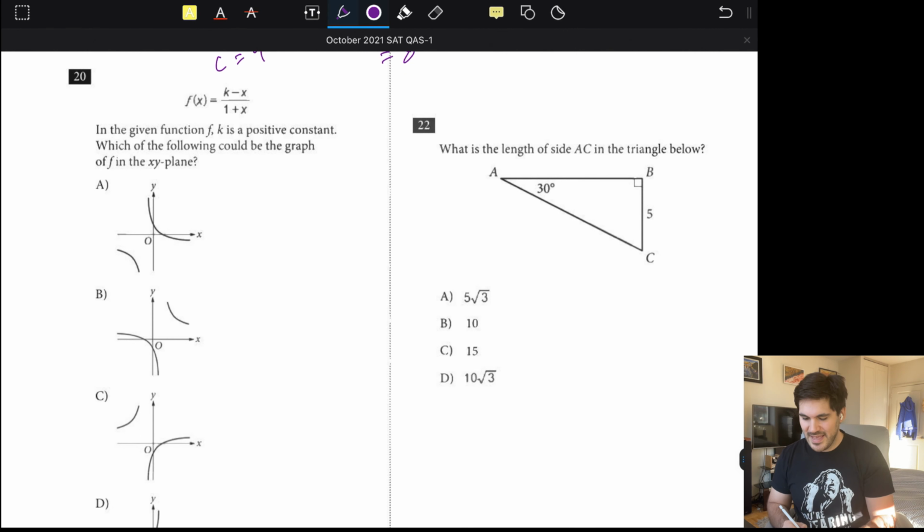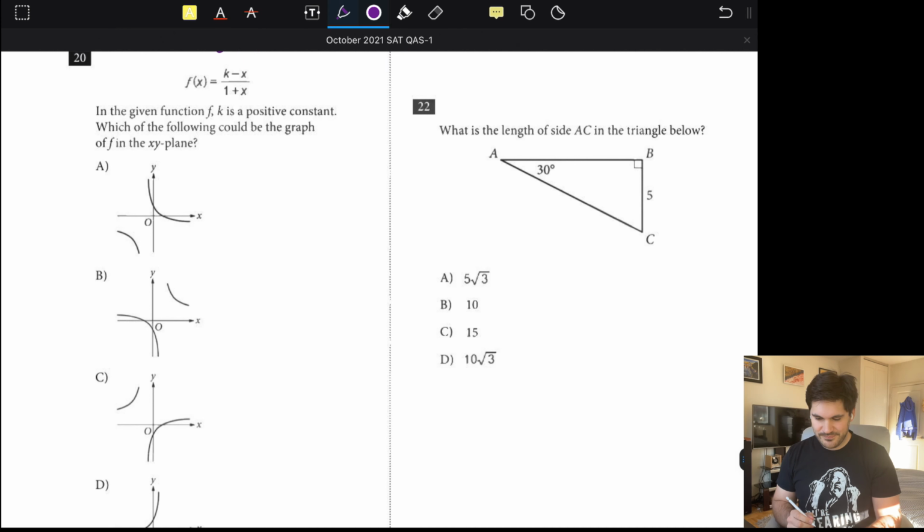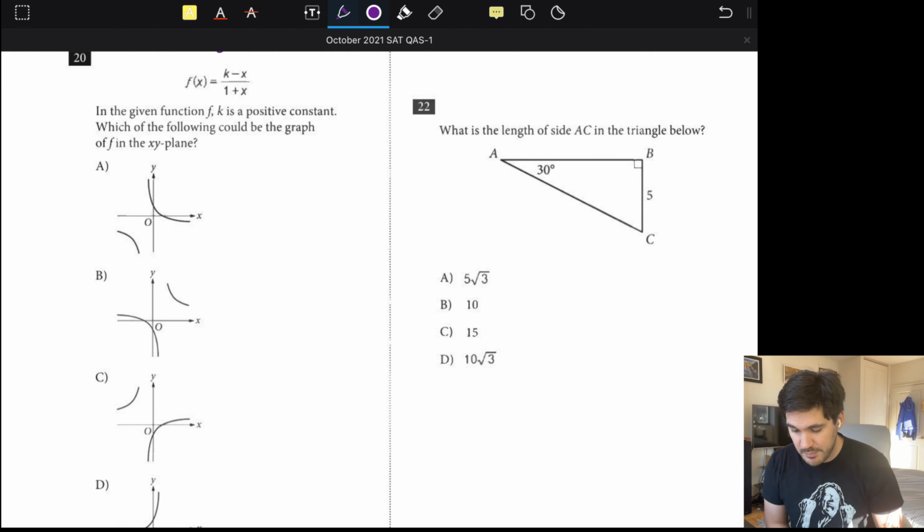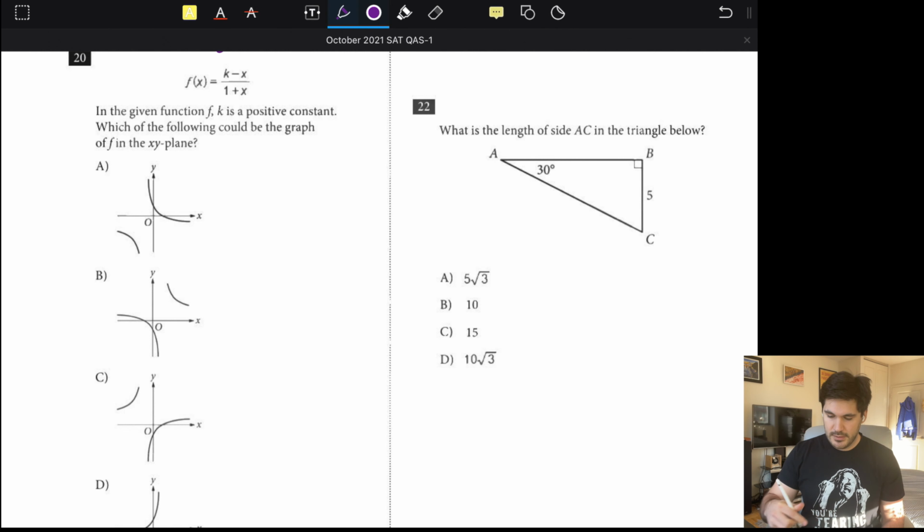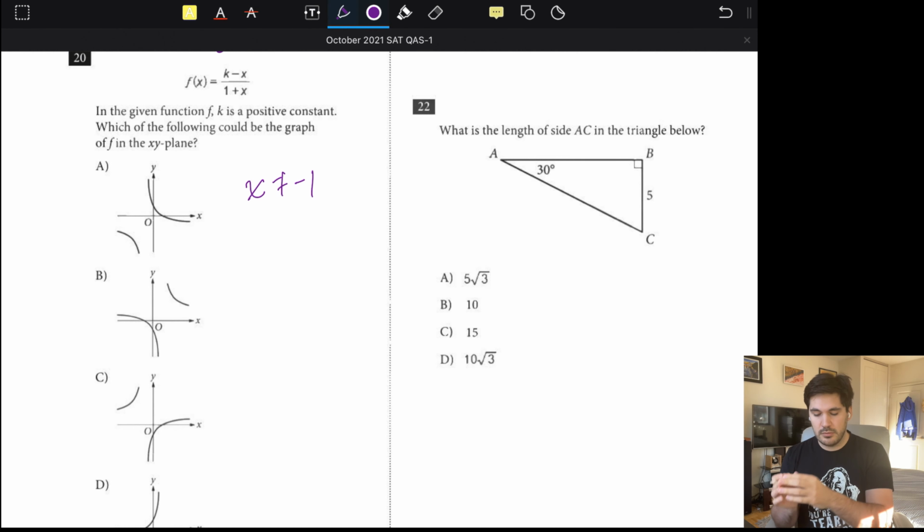C. And now number 20. In the given function f, k is a positive constant. Which of the following could be the graph of f in the xy plane? Well, first things first, x cannot be equal to 1, because that makes it undefined. For a function to exist, the denominator cannot be equal to 0. If x were equal to negative 1, we would be dividing by 0, so it wouldn't exist there. So we have to pick the answer choice where negative 1 does not exist in the function.